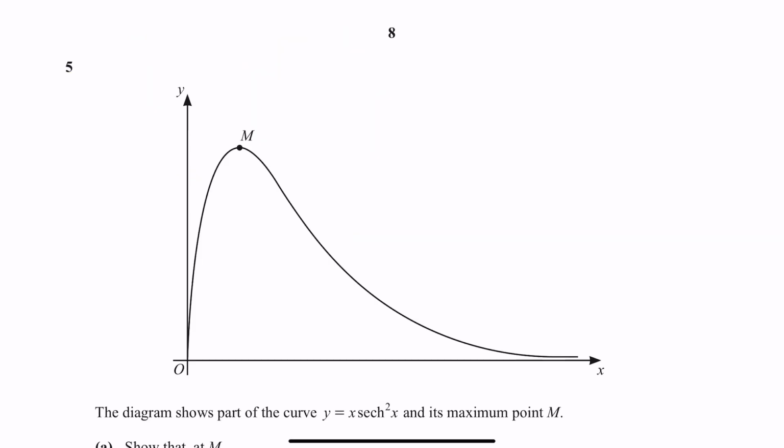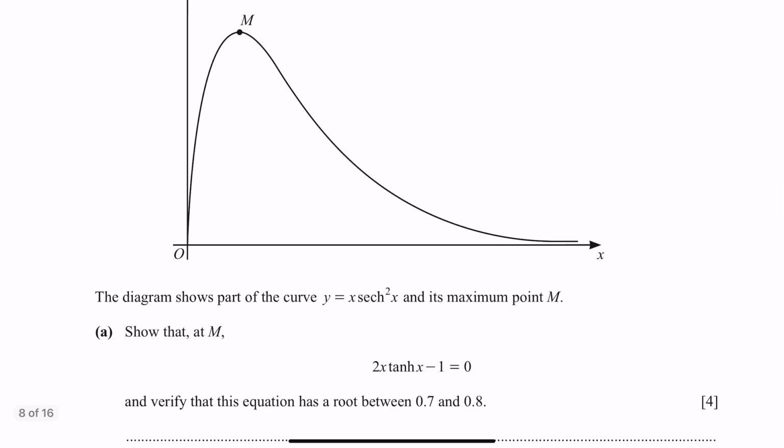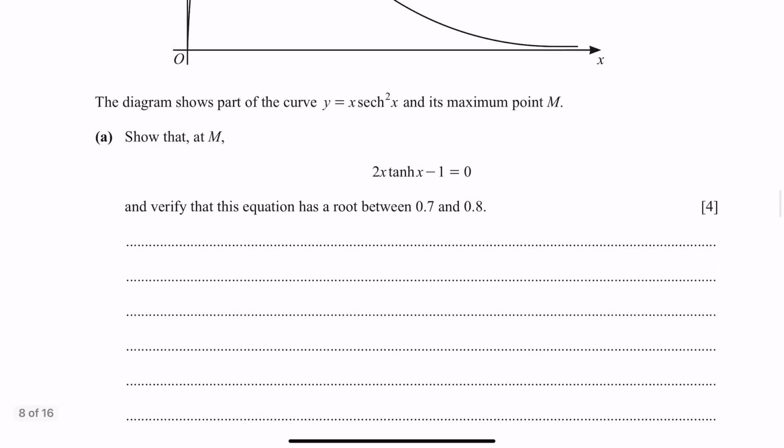For question 5a, we need to show that m satisfies this equation. So m is the maximum point of the curve. So in order to find the value of x, we just need to differentiate this equation. So we have y equals x sec squared x, and we can write it as x over cos squared x. It would make it easier for us to differentiate.